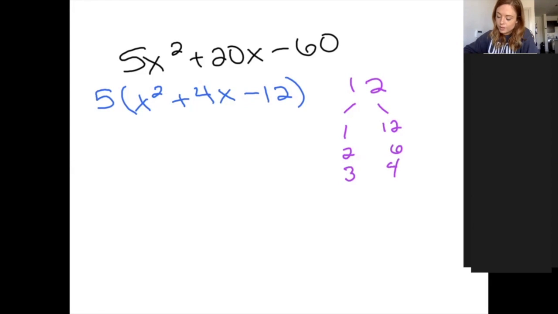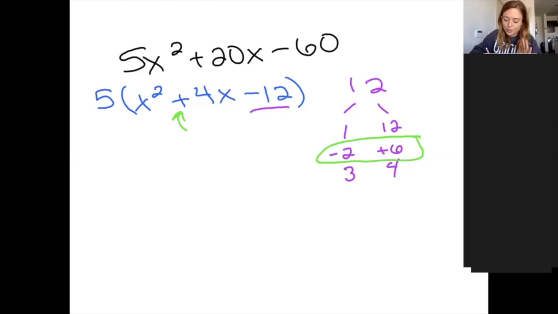2 and 6. Yep, 2 and 6. And then we look over at the sign in front of our B, and that's going to tell us the sign of the bigger number. So that means that my 2 would be negative and my 6 would be positive because that's a positive 4. Because if I were to multiply those again, negative 2 times positive 6 would get me to this negative 12. And then if I were to combine those or add them together, negative 2 plus 6 would get me to the positive 4. So that's what we are finding.